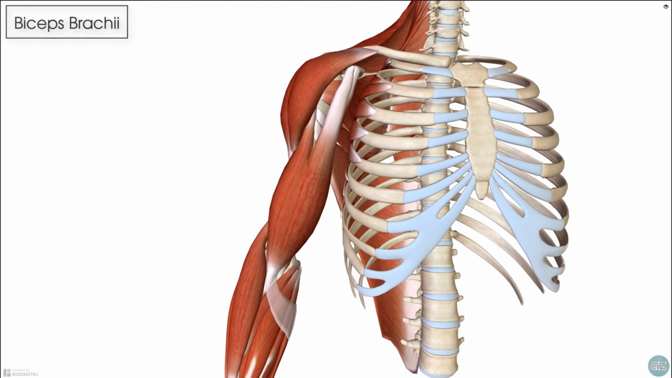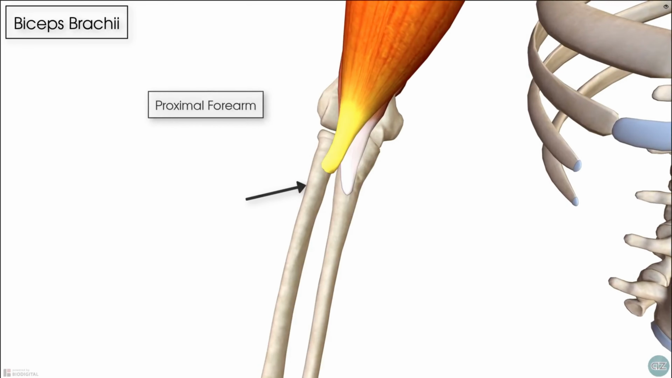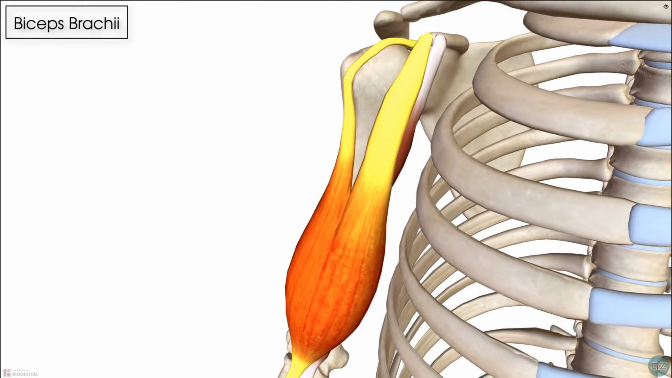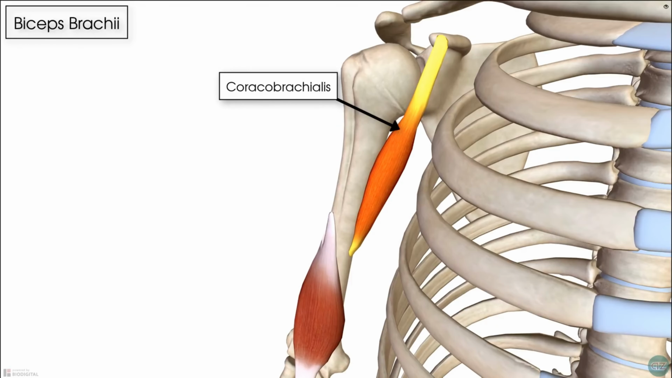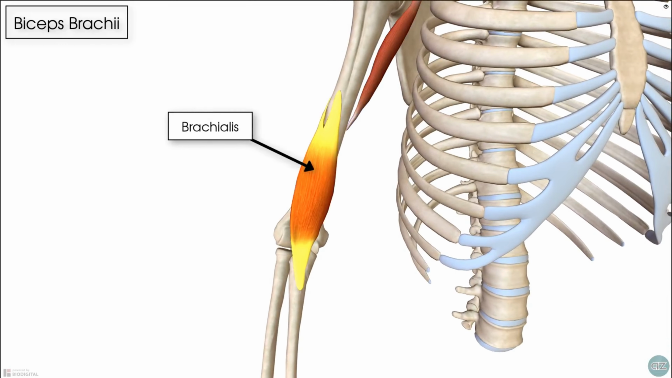The biceps, or biceps brachii, is the most superficial muscle of the anterior compartment of our arm. It extends from the scapula superiorly to the proximal forearm inferiorly. It sits above the two other muscles within the anterior compartment of the arm, the coracobrachialis and the brachialis muscles.